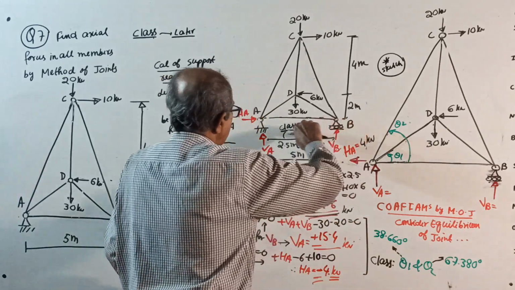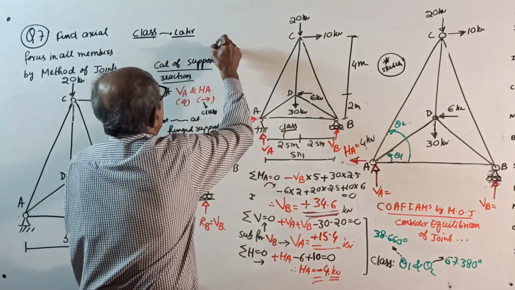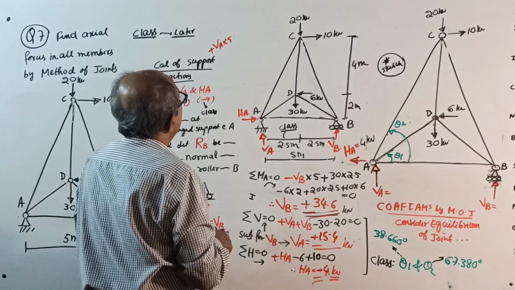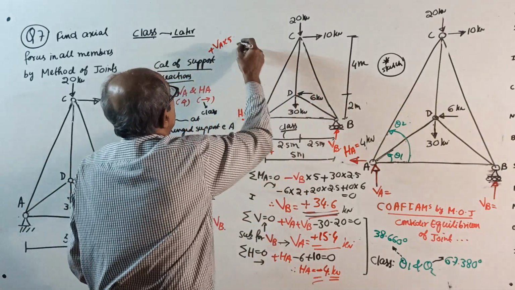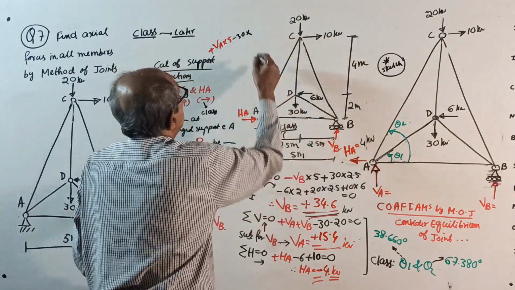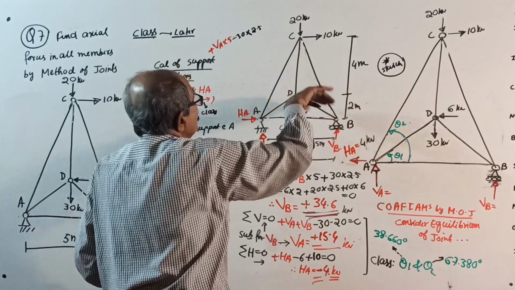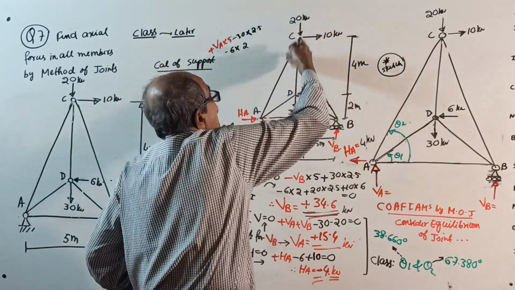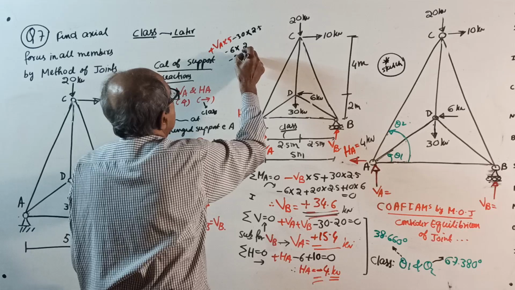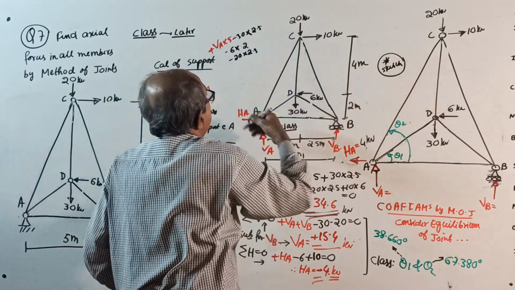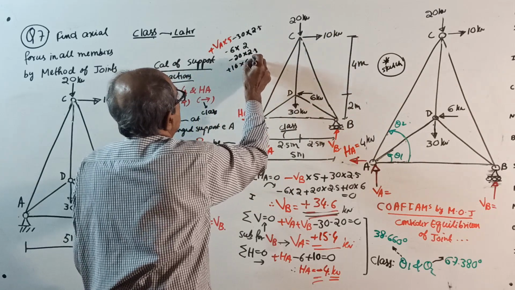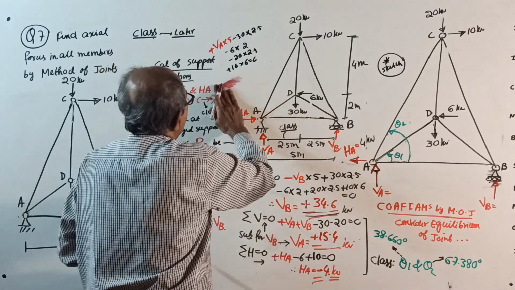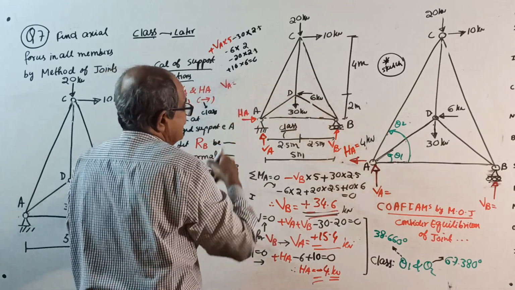If I take moment about this point, VA into 5, clockwise, just to understand, there's a reason for it. Plus VA into 5 minus 30 into 2.5, minus 6 into 2, minus 20 into 2.5, plus 10 into 6 equal to 0. Instead of VA, you will get VB first. No, not VB, sorry. You will get VA first. Check the answer once again.